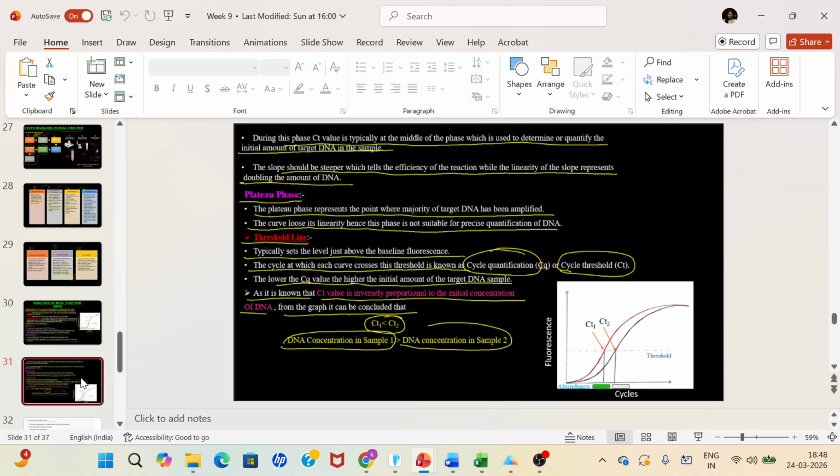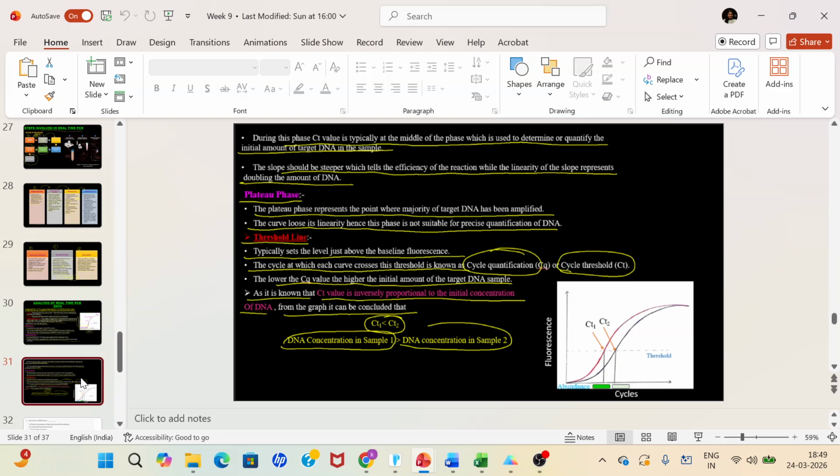Then the threshold line is typically set just above the baseline fluorescence. The cycle at which each curve crosses this threshold is known as the cycle quantification or cycle threshold. The lower the Cq value, the higher the initial amount of target DNA in the sample, as it is known that the CT value is inversely proportional to the initial concentration of DNA.